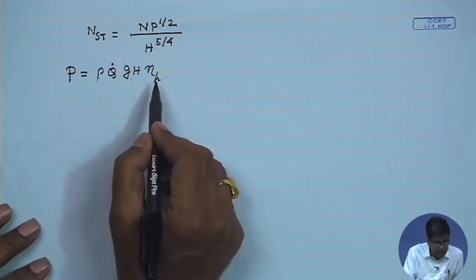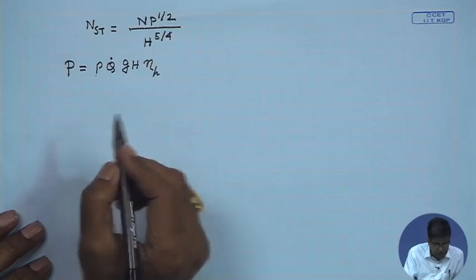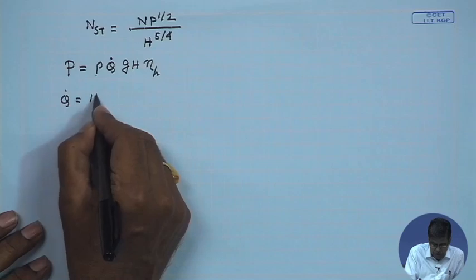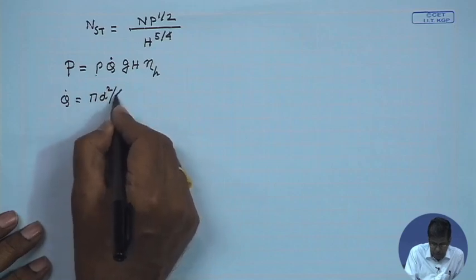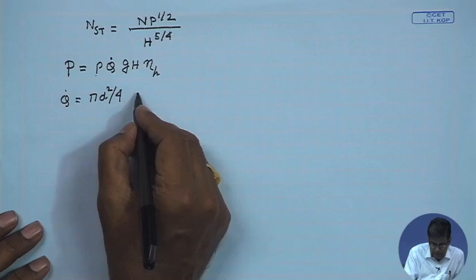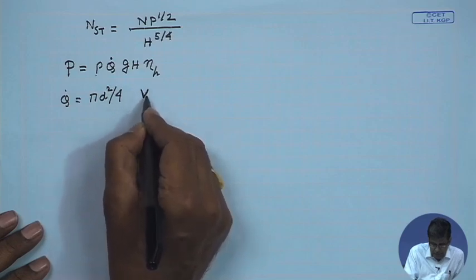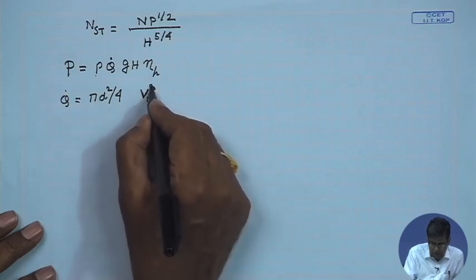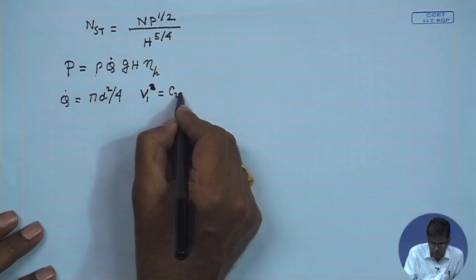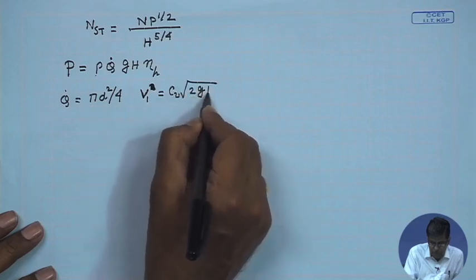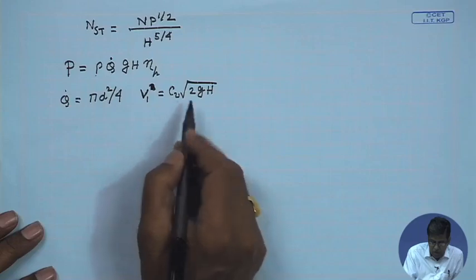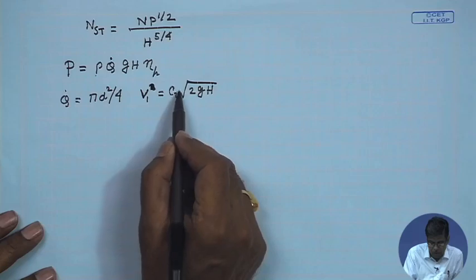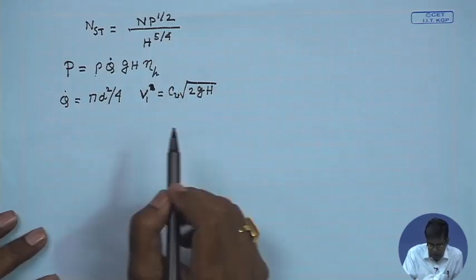If we define in this fashion eta H, and at the same time if we use this relationship, Q is equal to pi d square by 4 times the inlet jet velocity to the wheel V1. First I write V1 is CV root over 2 GH, that is from the use of Bernoulli's equation, where we get V1 is root over 2 GH multiplied by a factor CV, known as the coefficient of velocity, which takes care of the friction in the nozzle.